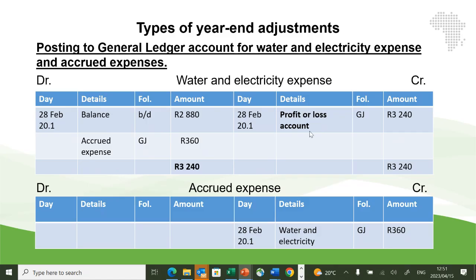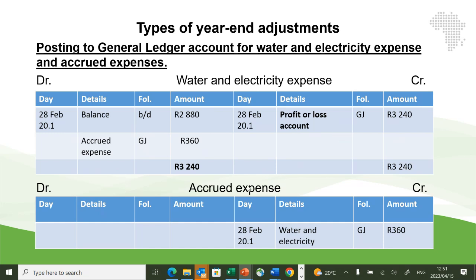As I've indicated earlier, expenses and income, we close them off to the profit or loss account, so that in this account of water and electricity, we don't have any balance to be brought down. There's nothing. Once you have transferred this to your profit or loss account, this account will be left with nothing.